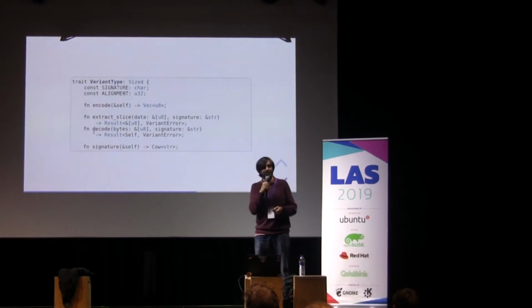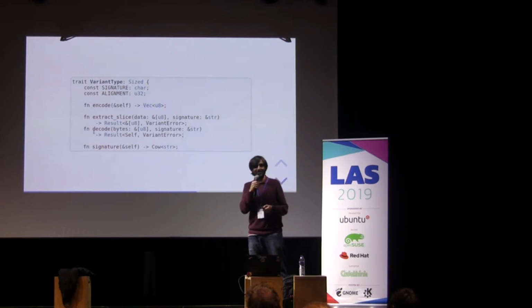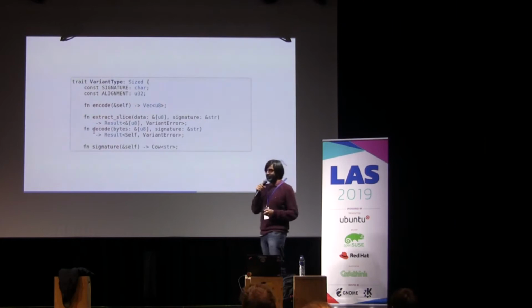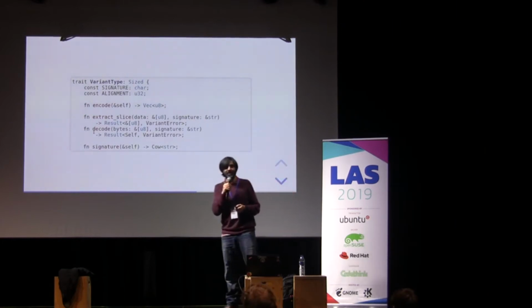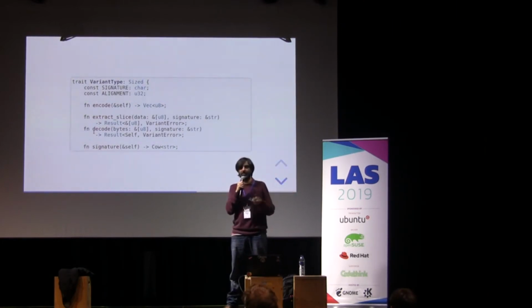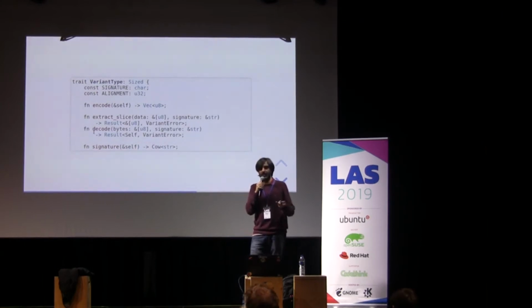Does anyone know what a trait is in Rust? Can you raise your hands if you know? Okay, most people don't. Sorry. So a trait is like an interface in many object-oriented programming languages. You define your API in that trait, and then any data type can implement that trait, and it has to provide all the API in that trait.